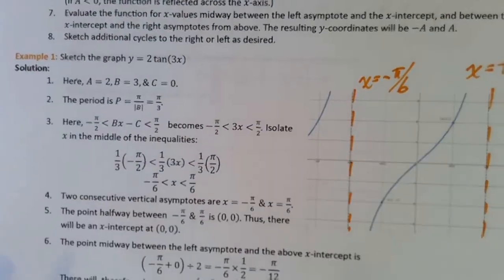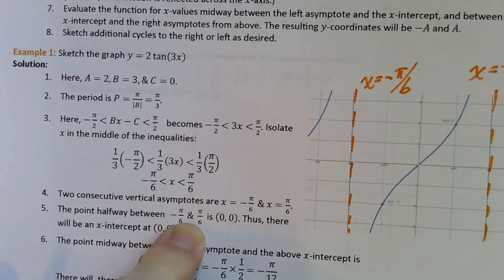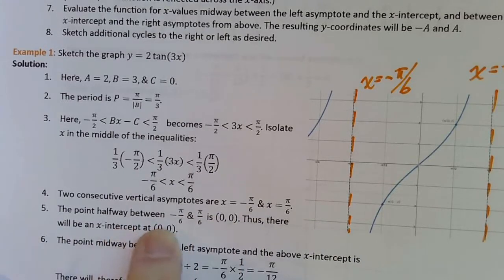In the middle between them, we will always have an x-intercept. It's easy to find that midway point between negative pi/6 and pi/6. That's just going to be 0. And the y-coordinate will also be 0 because it's an x-intercept.